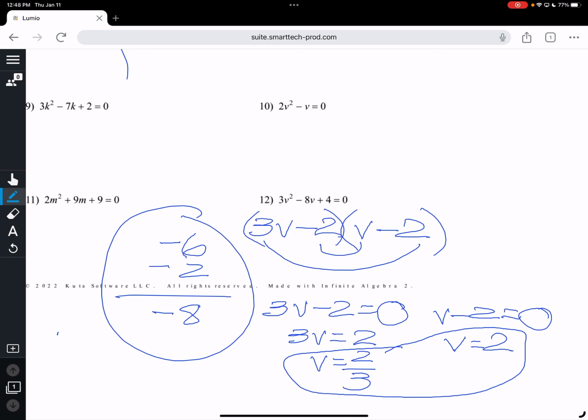Wait, can I just say, I know exactly what the 8 is. It's created by the outer and the inner of foiling. So the question is not really a question, that's the answer. See the V? If I take 2 and I plug it in right here, both places, I get 0 equals 0. 3v minus 2 equals 0.